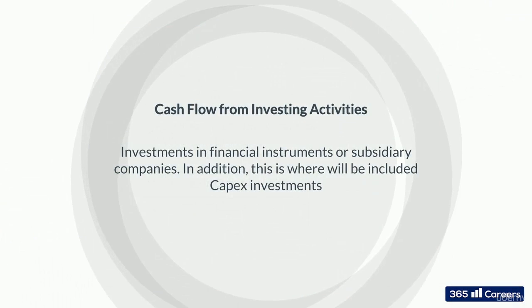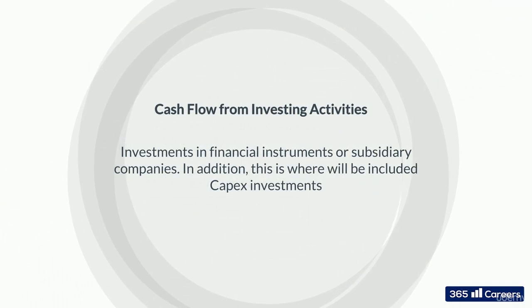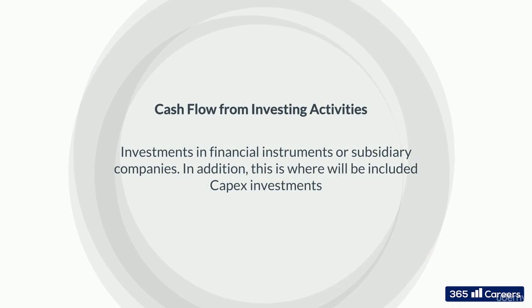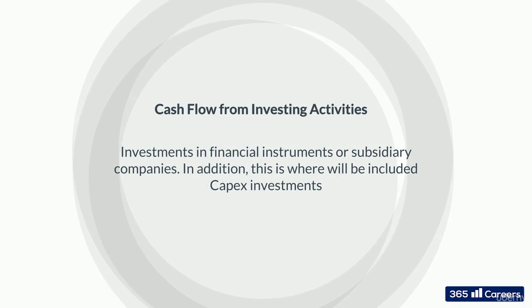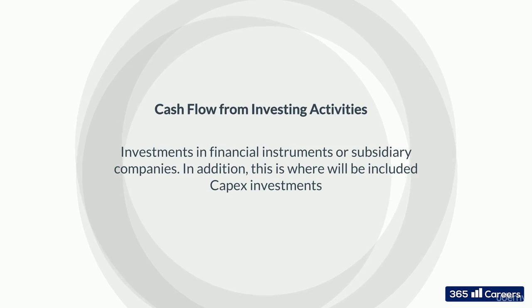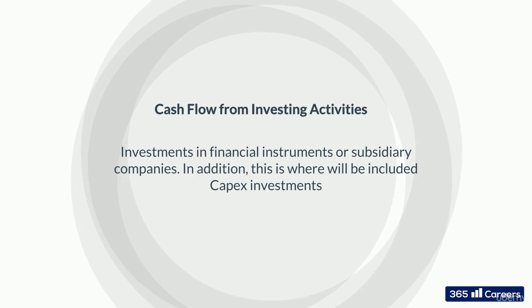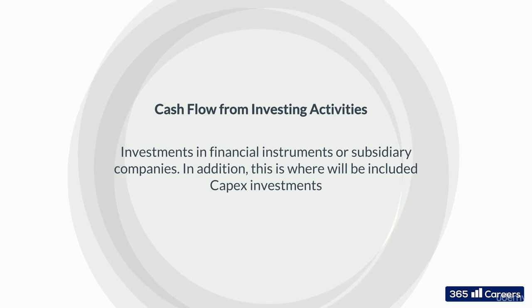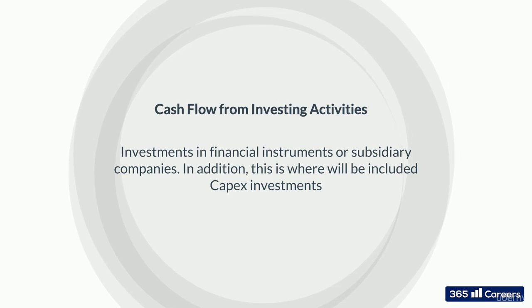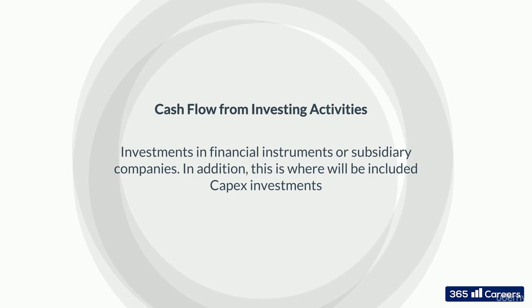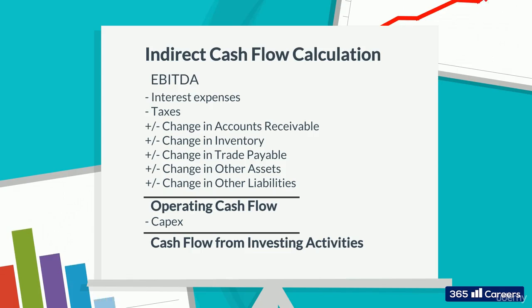Then we will have the calculation of cash flow from investing activities. This part of the cash flow statement shows us whether the firm made money from investments in the financial markets or from other companies it owns. In addition, the cash flow from investing activities comprises investments in long-term assets, such as property, plant, and equipment. The amount we see here contains the company's expenditure for property, plant, and equipment.